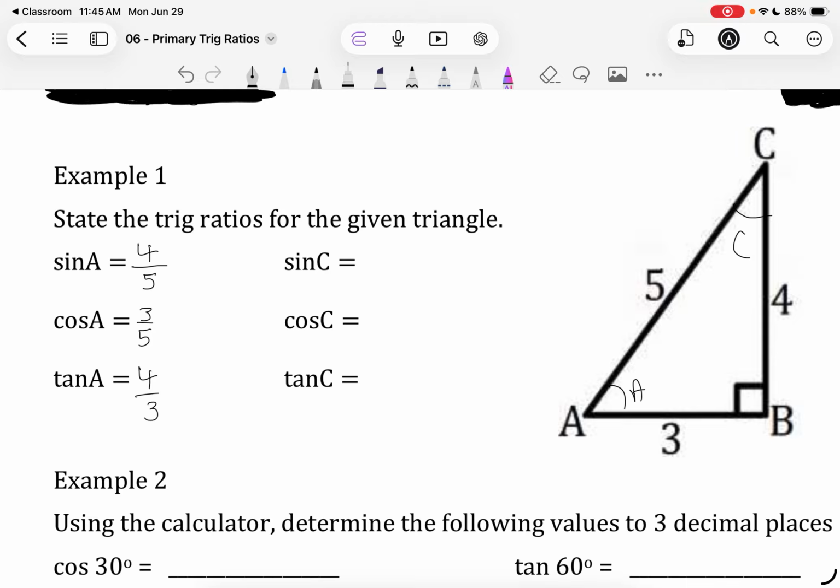Now for C, sine would be 3 over 5. Cos would be 4 over 5. And tan would be 3 over 4. You can essentially see that sine and cosine flipped when we changed the location of the angle, and for tan, just the values flipped.